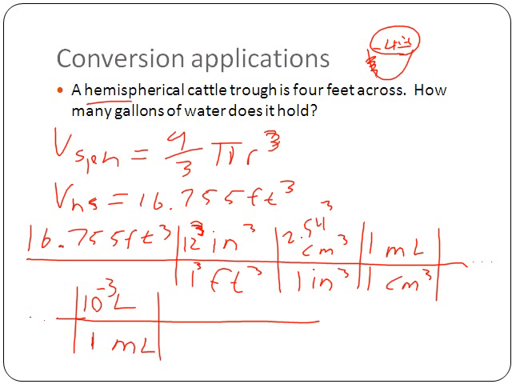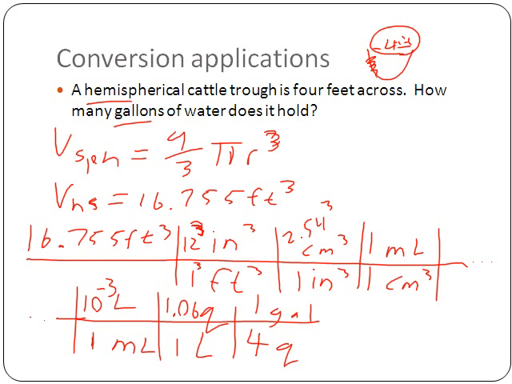We now want to go from liters to quarts. And so 1 liter is 1.06 quarts. At that point we want to cancel quarts and go to gallons, which is what the question asks for, how many gallons of water, and there are 4 quarts in 1 gallon.